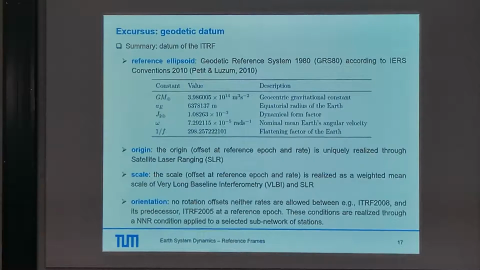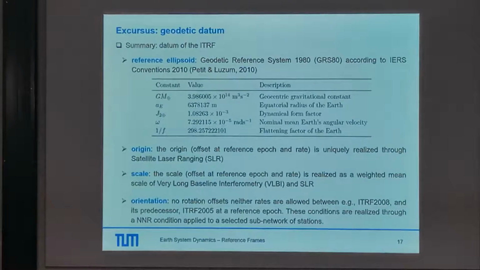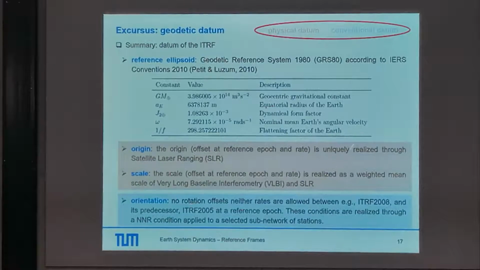This is a purely mathematical construct, so we can divide the datum definition of the ITRF into the so-called physical datum. So the origin and the scale can be physically meaningful realized, whereas the orientation is a pure mathematical constraint. It's a conventional definition. We could also say that we realize the orientation with respect to Munich or with respect to New York. Doesn't matter. It's totally up to us. But to give a historical reason, it was realized with respect to Greenwich. So that's simply a conventional datum orientation.